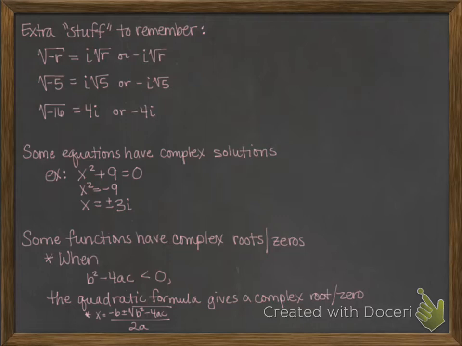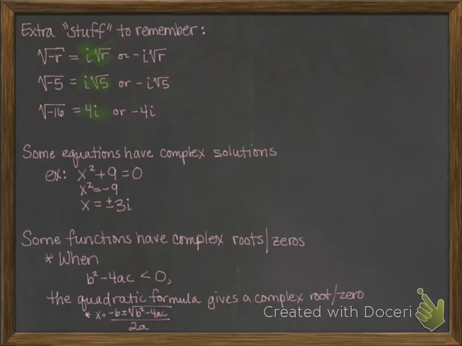Here's a couple of other things to remember about complex numbers. Go ahead and write this in your notes. The square root of a negative number is i times the square root of that number, or really plus or minus. This first one here, the positive one, we call the primary square root, or the principal square root. And then this other one is the other square root. When you take a square root, when you're solving, you end up with a plus or minus. So the principal square root, if they ask for that, is just the positive one.